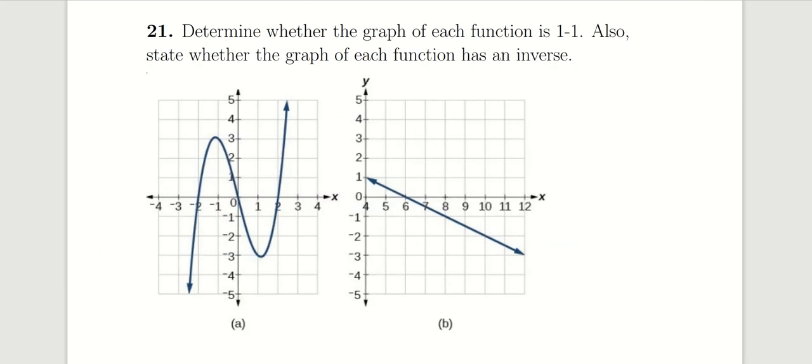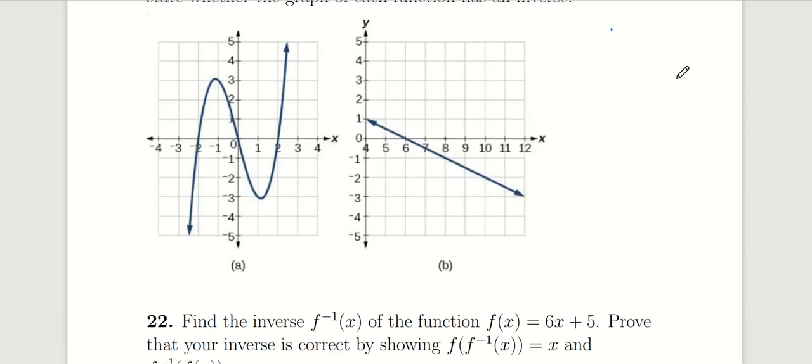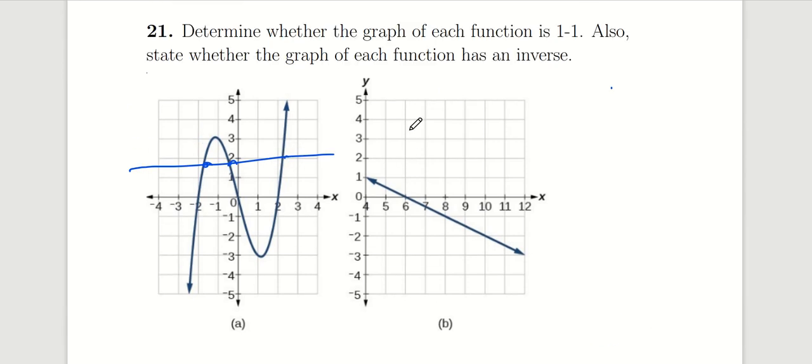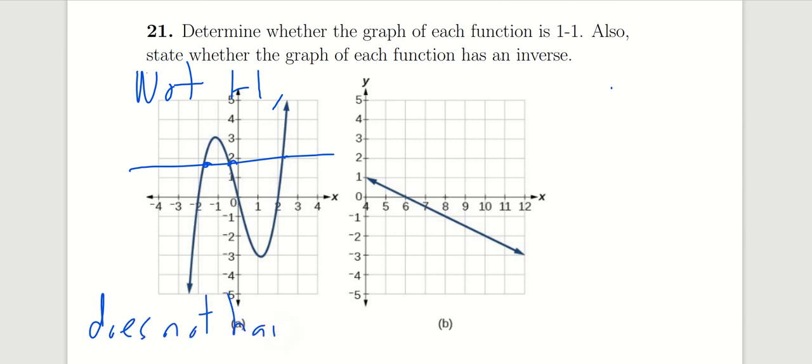In question 21, we're asked to determine which graphs are those that have inverses. And there was another test that we had. Remember, this was called the horizontal line test. If we look at the graph in part A, there exists a horizontal line that would intersect that graph in more than one point. So we would know that this graph would not be 1-to-1. So it's not 1-to-1, and therefore does not have an inverse. And the reasoning for that would be by the horizontal line test.